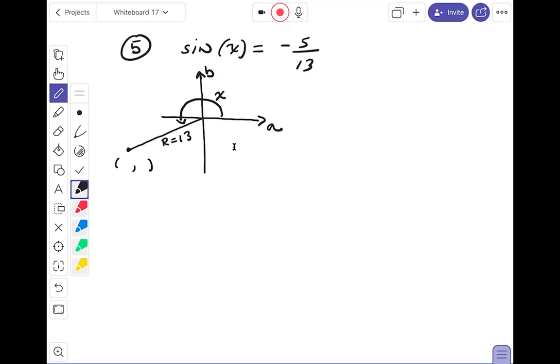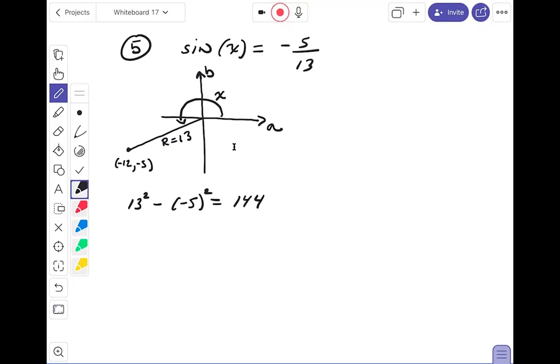Now, what do I know? I know the ordinate's -5. That means the b is -5. Let's see if we can get the abscissa. And I know the abscissa is negative, by the way. Pythagorean theorem again. What do I have? 13 squared minus -5 squared. I think we just did that. That's 144, right? So it's going to be plus or minus 12, but I hope you realize you're looking at a picture. I hope you realize it's -12.